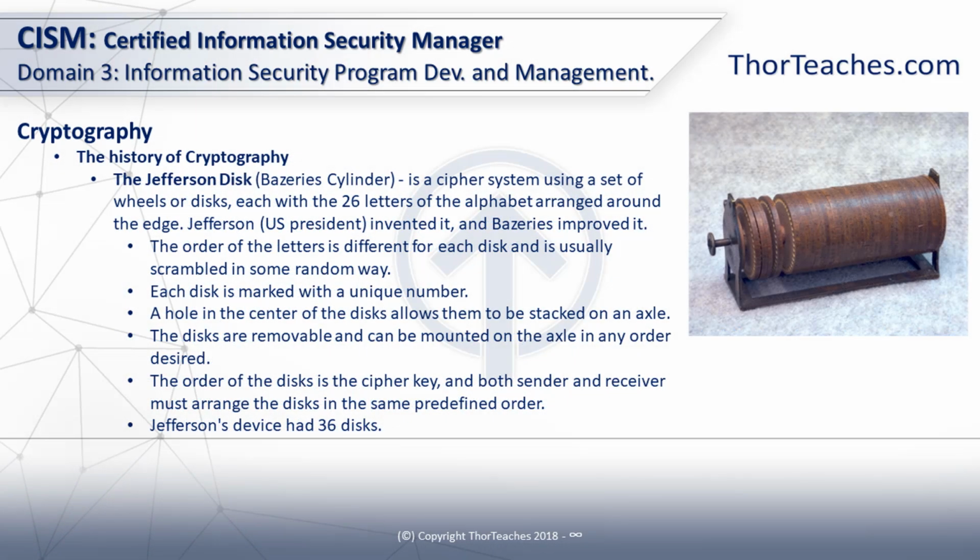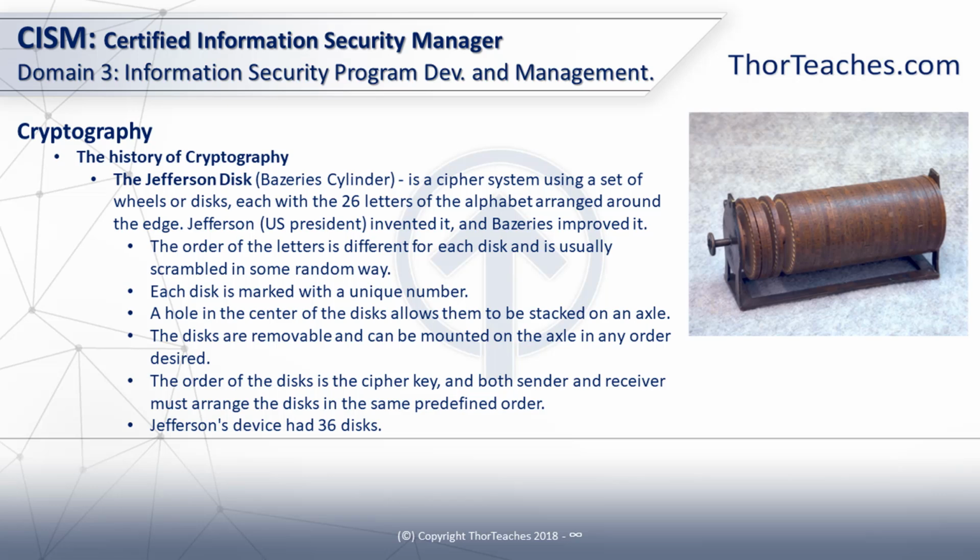The Jefferson disk, or Bazeries cylinder, is a cipher system using a set of discs or wheels, each with the 26 letters of the alphabet arranged around the edge. It was invented by US President Jefferson, and Bazeries improved on it. For each disc, the letters have to be scrambled randomly, then all of the discs are marked with a unique number, and there's a hole in the center of each disc, allowing them to be assembled on an axle. So both the sender and the receiver would have an identical set of discs, both the number of the discs and the order of the letters.